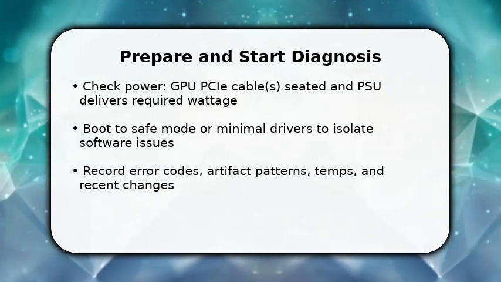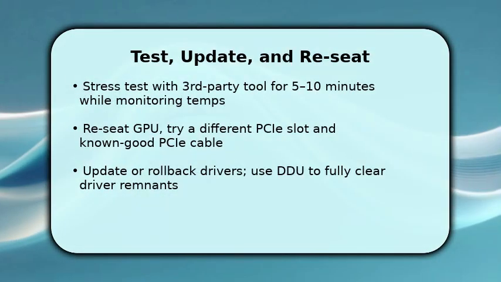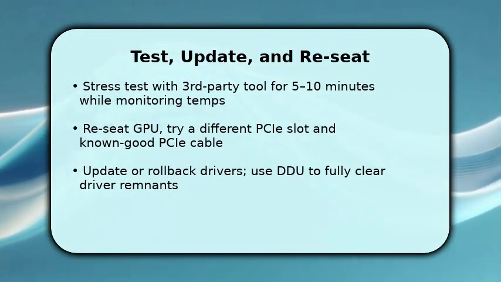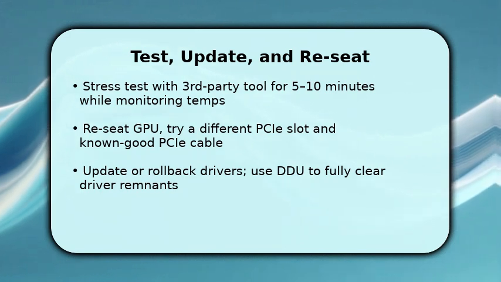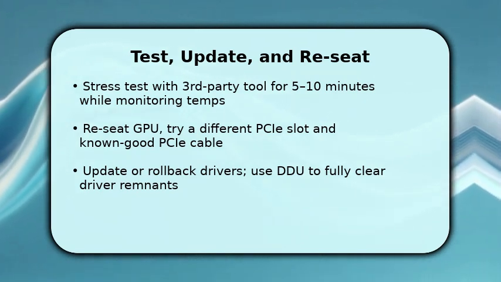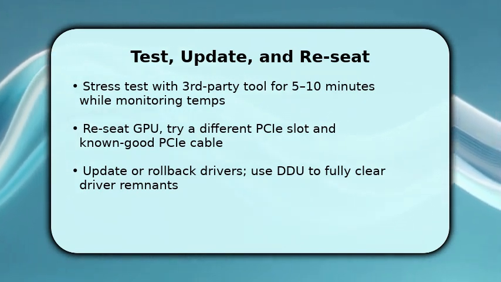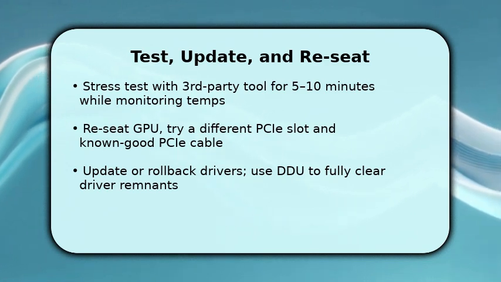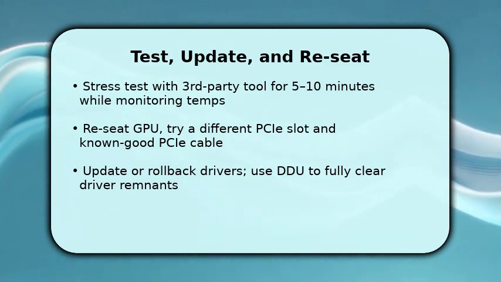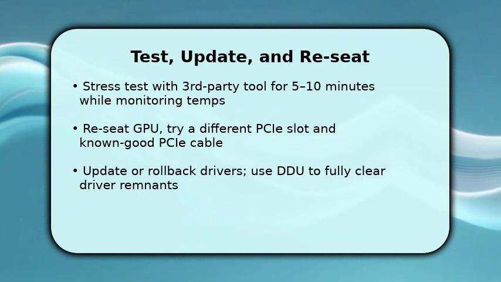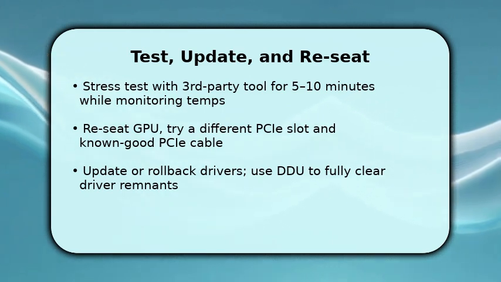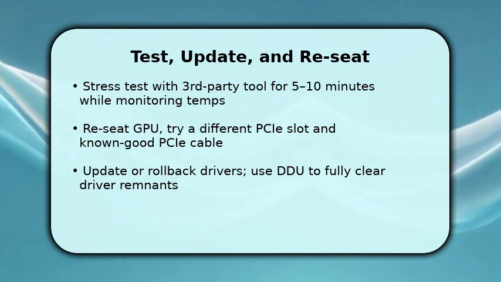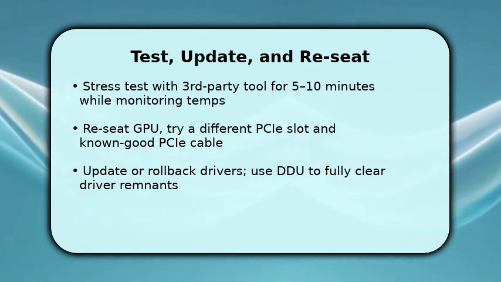You now run targeted tests and perform medium complexity fixes. Start a short stress test while watching temps and clock stability to reveal thermal or silicon faults. Next, power down and carefully reseat the card, try another PCIe slot, and swap in a known good cable to rule out connectors. Then make driver changes. Clean install the latest certified driver, or roll back if issues began after an update. These steps diagnose whether the GPU or its ecosystem is failing.